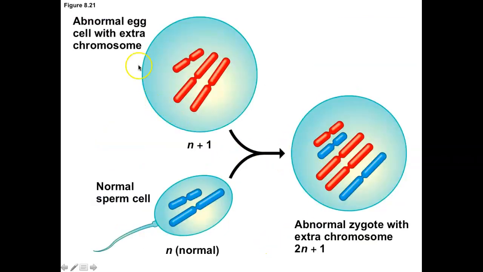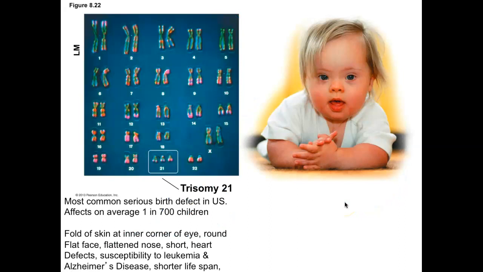So this is what happens, right? You have an abnormal egg with an extra chromosome, a normal sperm cell, and then you get an abnormal number of chromosomes in that zygote. As we mentioned before, trisomy 21 is a result of nondisjunction. You have 3 of chromosome 21. That's not normal. Down syndrome is known to increase with the age of the mother, and there are a lot of physical and mental traits that go with a Down syndrome baby.